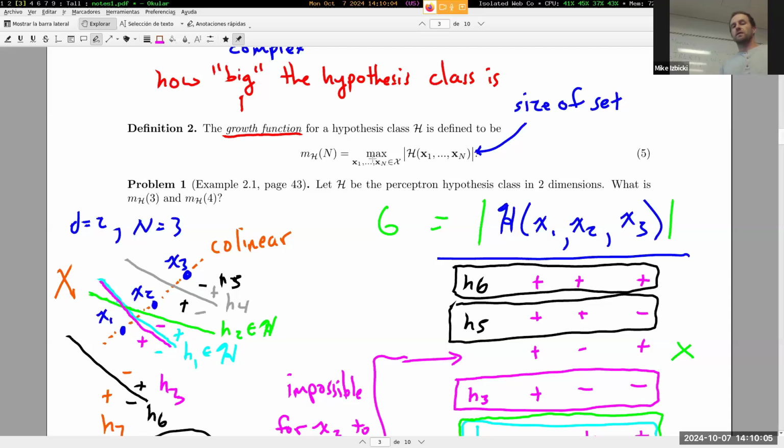Everything that we're going to do in this class is related to having a max right here and thinking about worst case scenarios or analysis that applies to all possible data points. There are much more complicated analyses that combine both in analyzing the data set and the hypothesis class together, but we're not going into that.